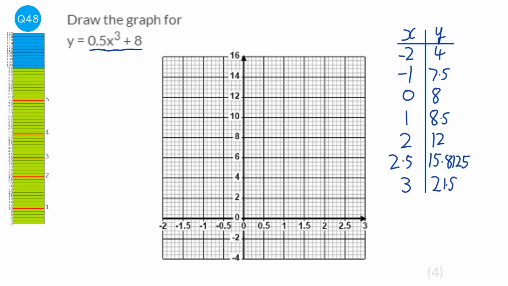So that's actually quite useful because that shows that it's not quite 16. So we were aiming for roughly where 16 is. So next thing we do is plot these coordinates. So minus 2 would be at 4. Minus 1 is 7.5, which we can't be perfectly accurate for, but it's roughly there. Then 0 is 8. Then 1 is 8.5, roughly there. 2 is 12.